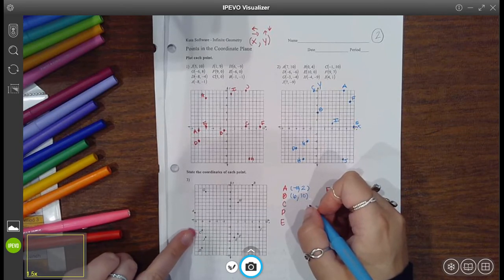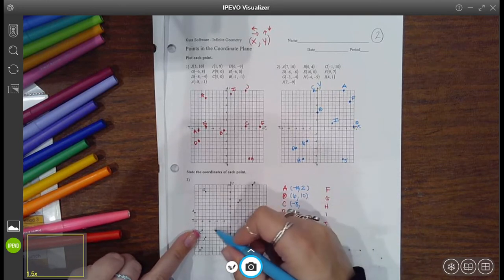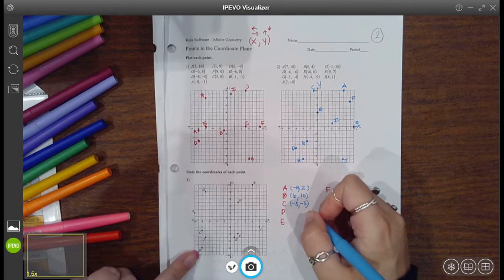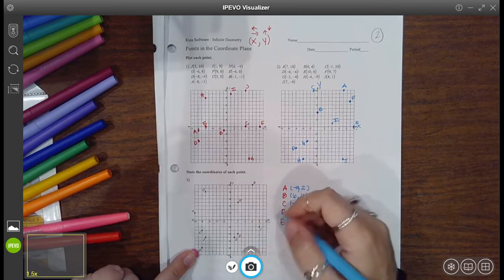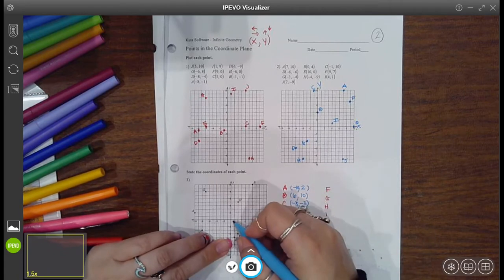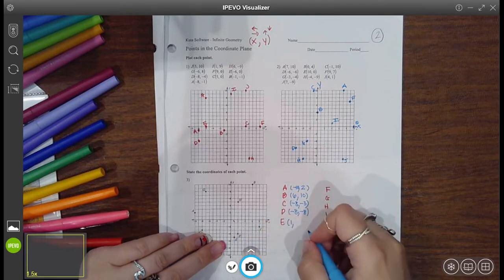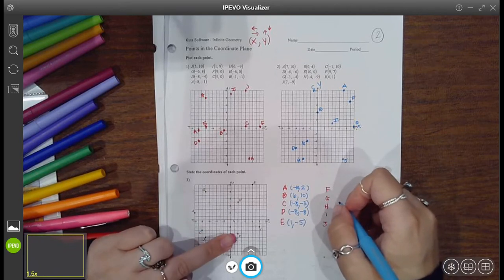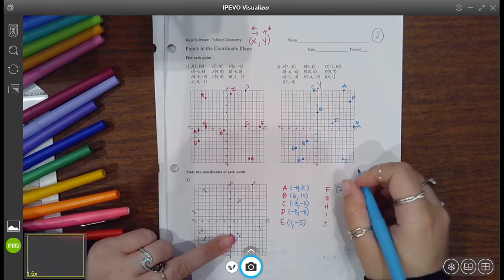C went to the left 8, so -8, and down right here between the 2 and the 4, so that would be -3. D is to the left 8 and down also 8, so -8, -8. E went to the right this time, right here, 1, and down in between the 4 and the 6, so -5.